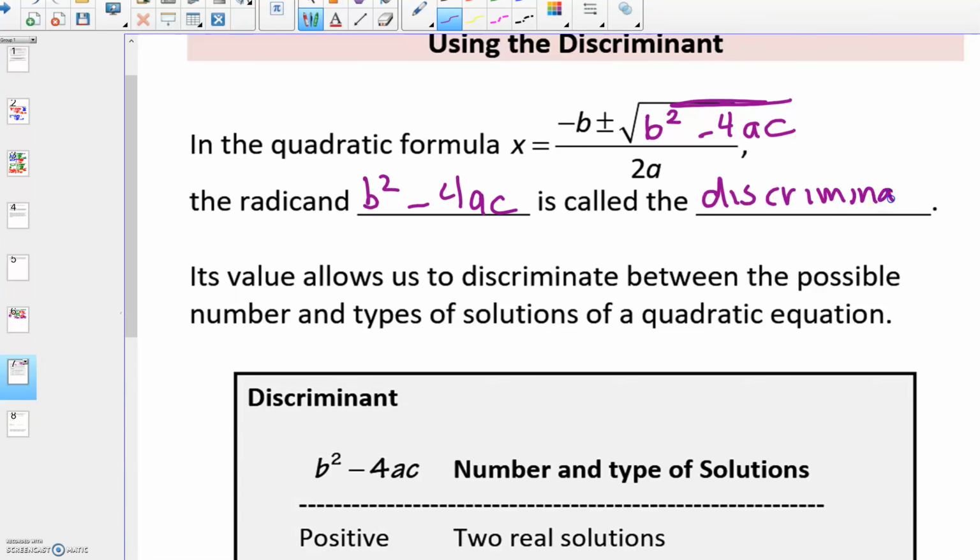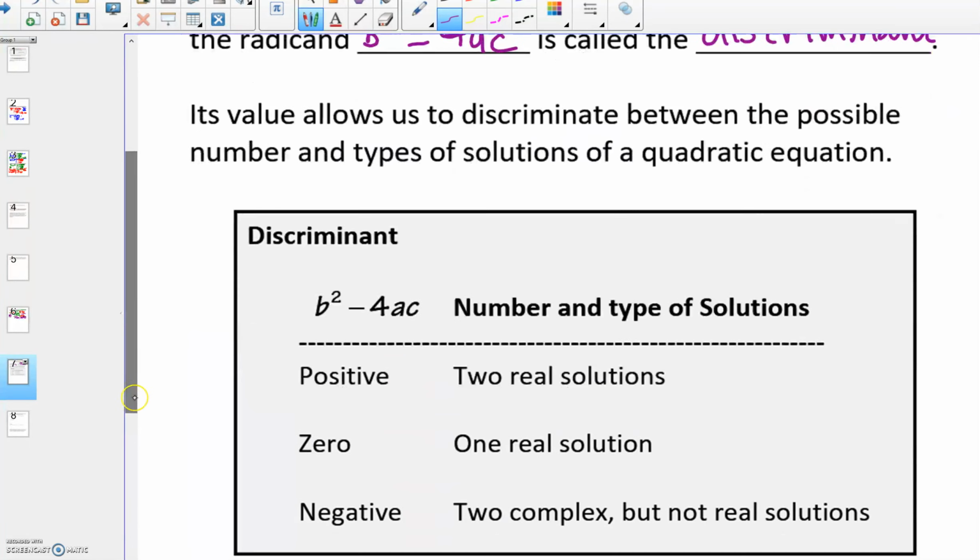There are times when you may just be interested in whether there is an answer. You don't really care exactly what that answer is. You just want to know, are there answers? Are they real or are they imaginary? Is there one or is there two? So the discriminant gives us a quick test to determine if there are two, one, or zero real solutions and what kind of solutions they are.